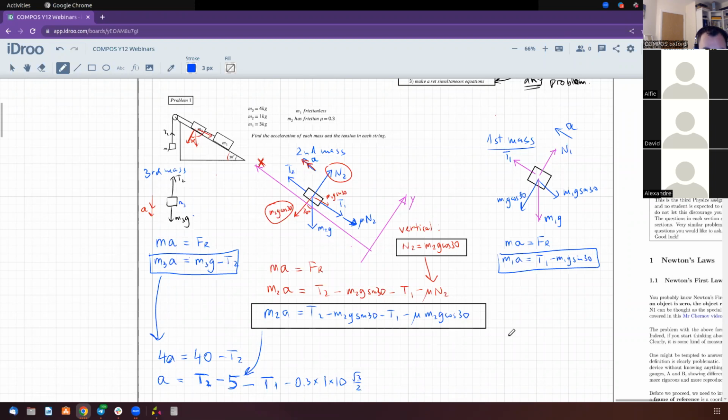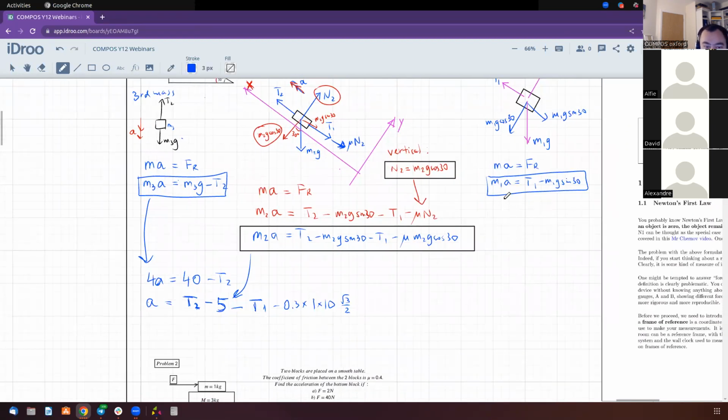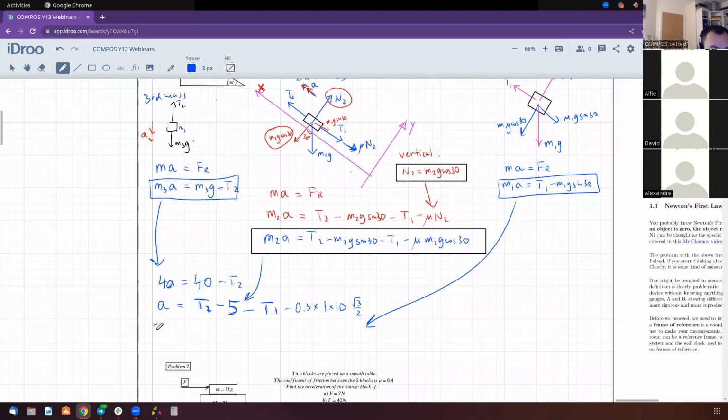And finally, the third equation is this. M1, which is 3 kilograms, 3a equals T1, this is what we are looking for, minus M1, which is 30, times sine 30, which is times a half, times 0.5.